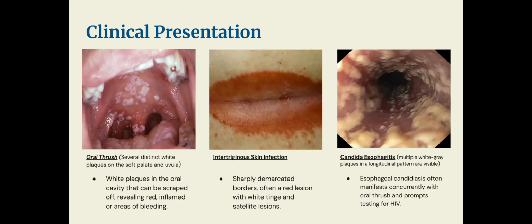And so these are some more images here. On the far left with the oral thrush, you can see the distinct white plaques on the soft palate. In the middle, you can see the intertriginous skin infection, and you can see the satellite lesions, the small red lesions separated from the main lesion itself. And in the image on the right, you can see Candida esophagitis. Oftentimes you're going to see this mostly in HIV patients as well.